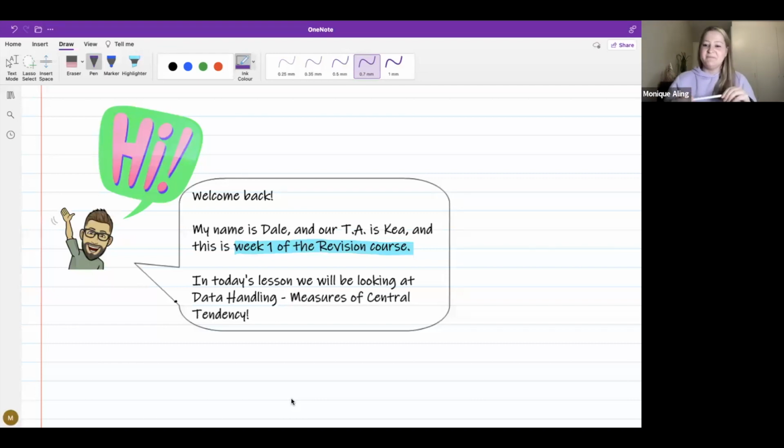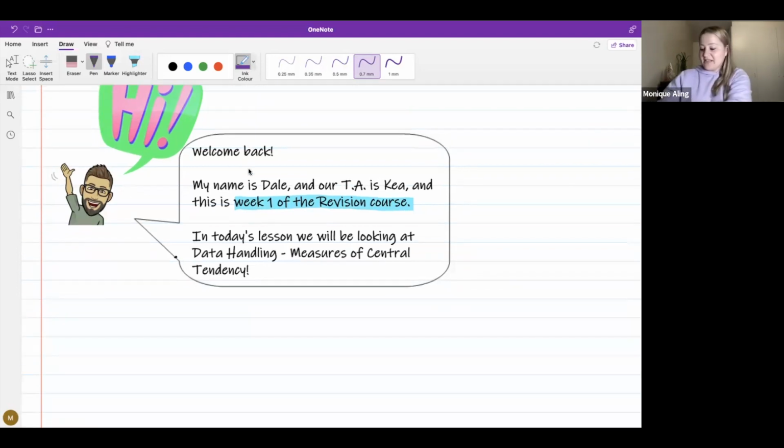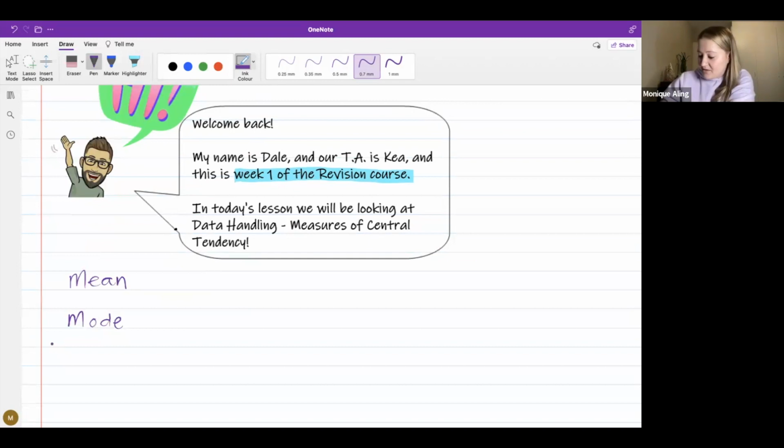Mean, good one. Median and mode. I'm seeing them come through. Nice, well done. Okay, so our measures of central tendency is our mean, mode, and median. And I think everyone loves this topic.